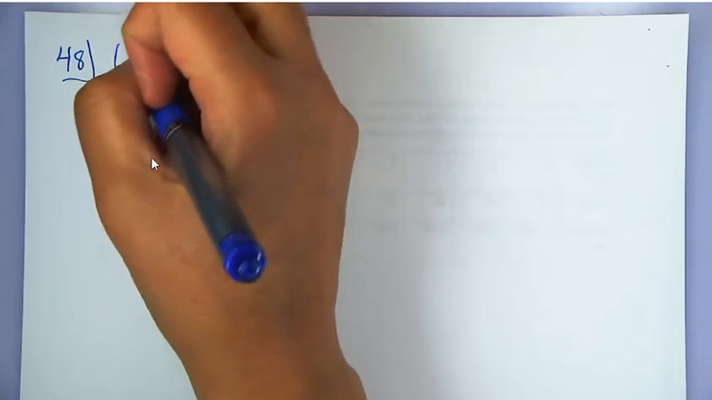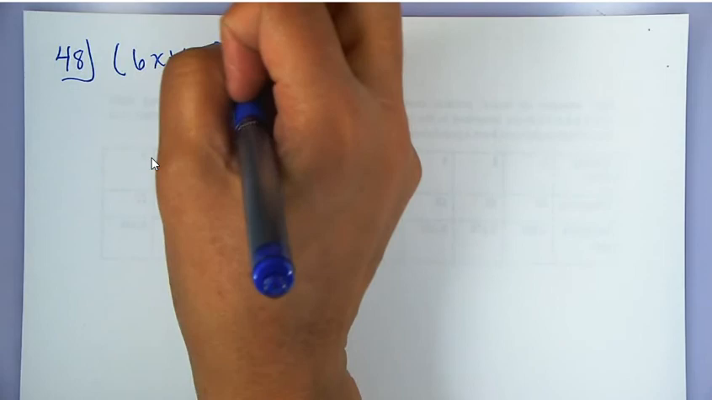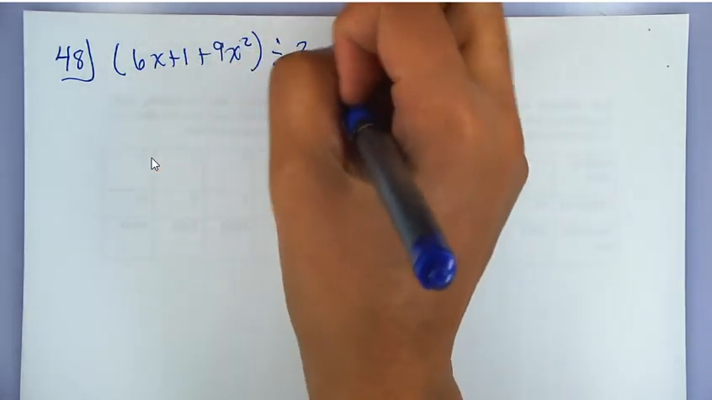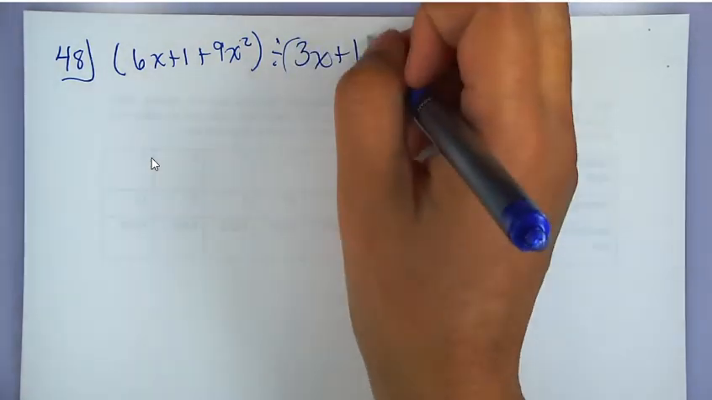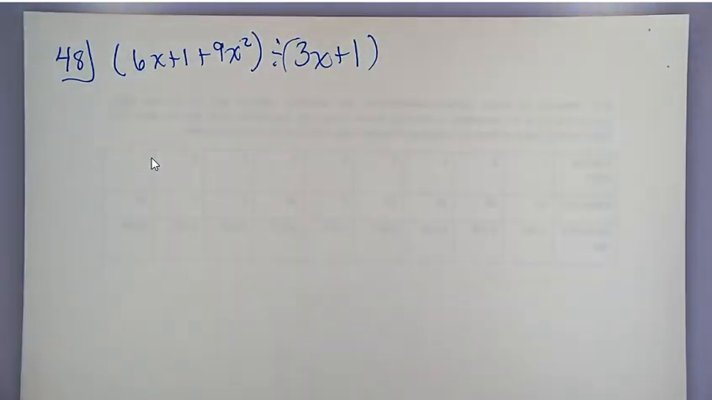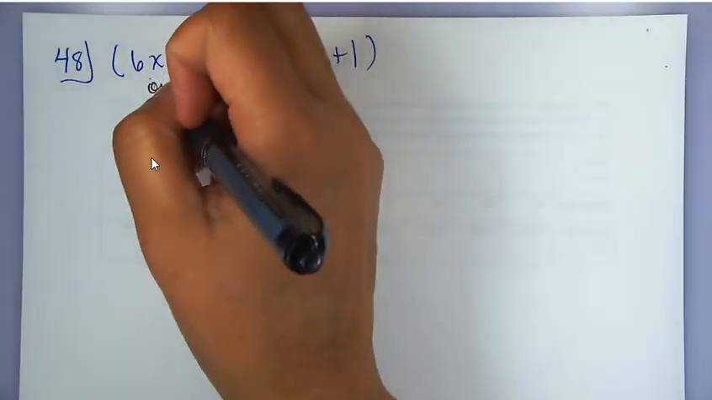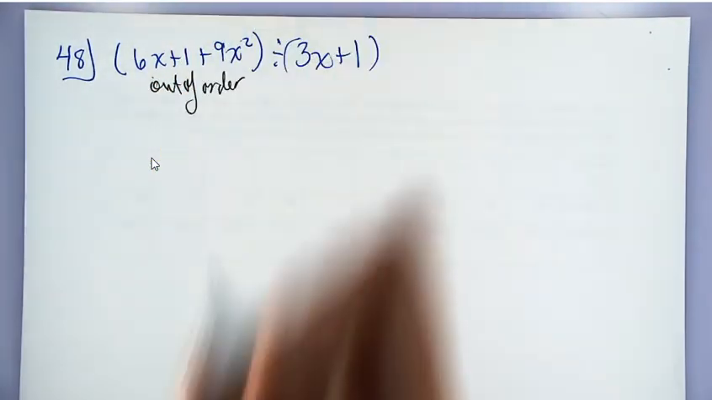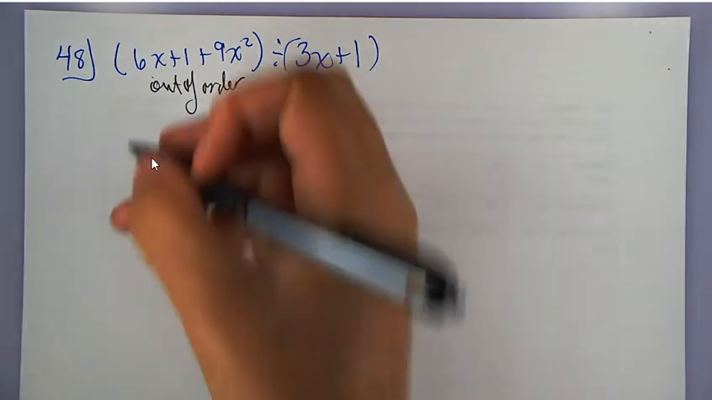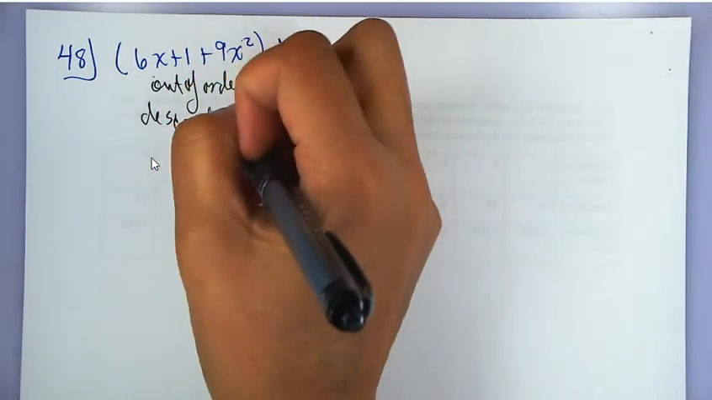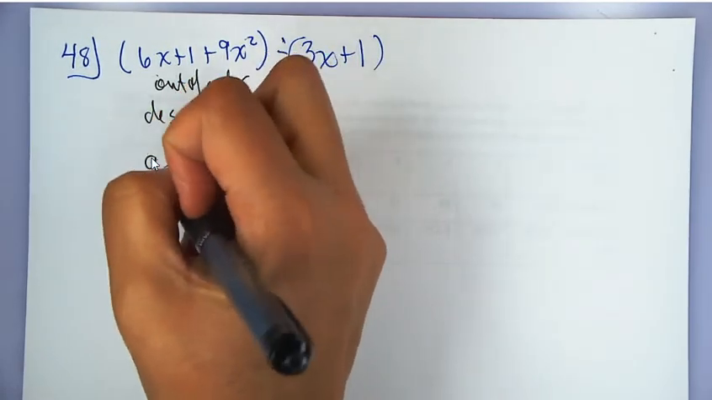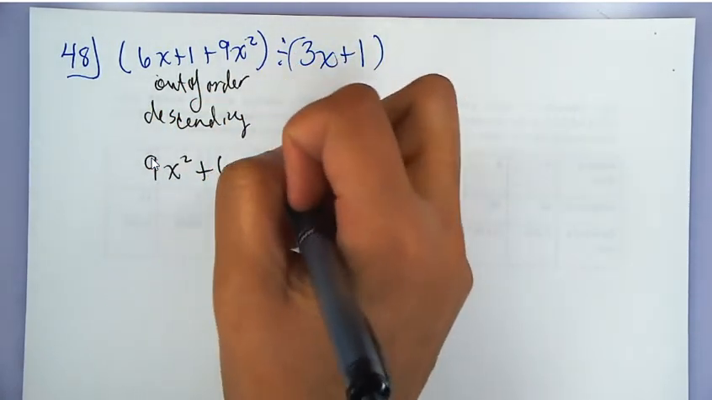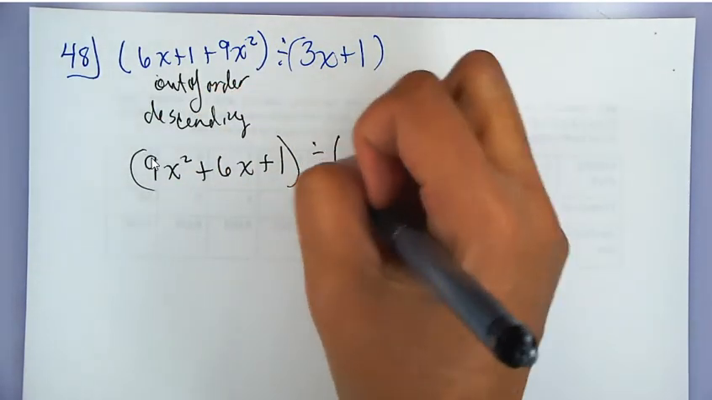Let's look at number 48. We have 6x plus 1 plus 9x squared divided by 3x plus 1. Oh, I need to put that in parentheses, excuse me. What's the first thing that I noticed? I noticed that this is out of order. It has to be in descending order. So if I put it in descending order, I get 9x squared plus 6x plus 1 divided by 3x plus 1.